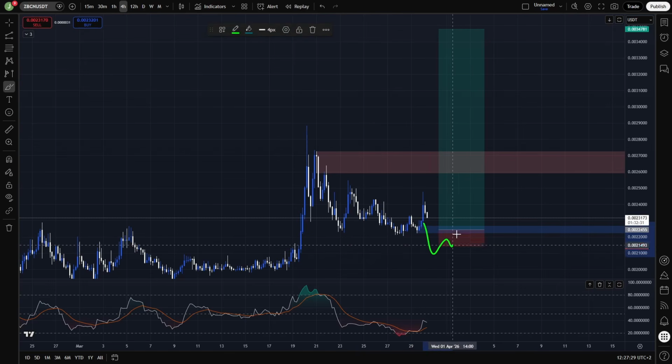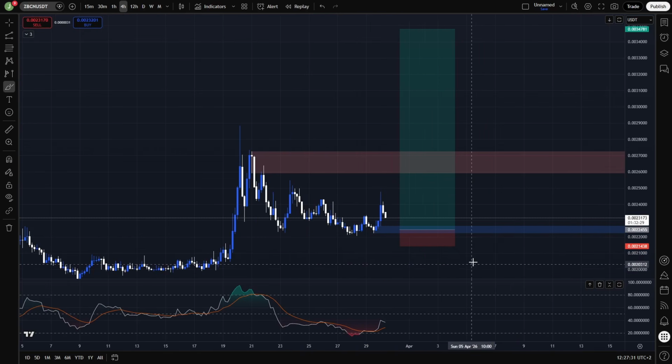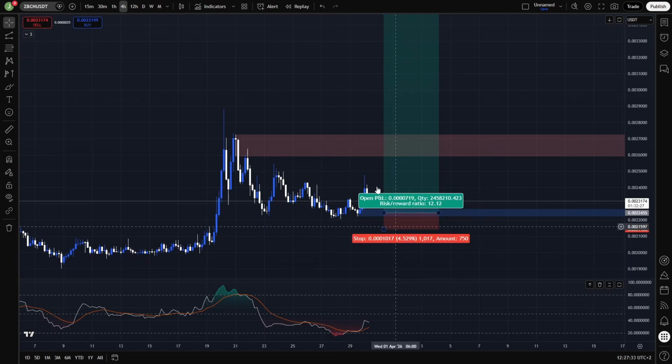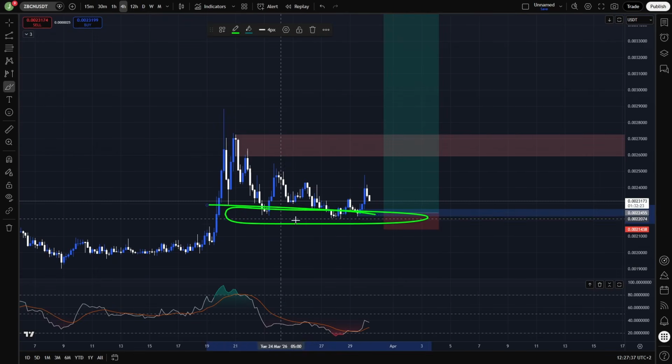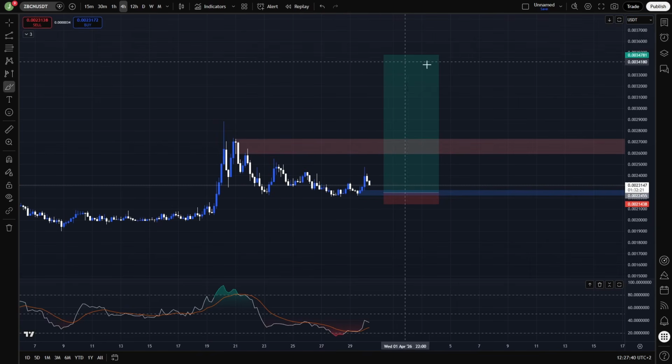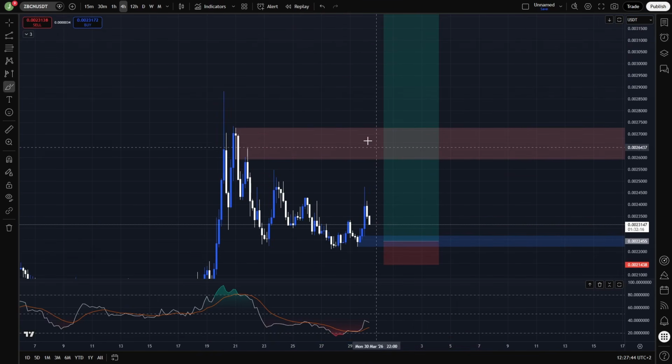If this will happen, we are probably going to a lower level, so this setup will be invalidated. If there will be a liquidity grab with a support confirmation, you can take a long position here, because the potential risk reward ratio on the long side is really great.